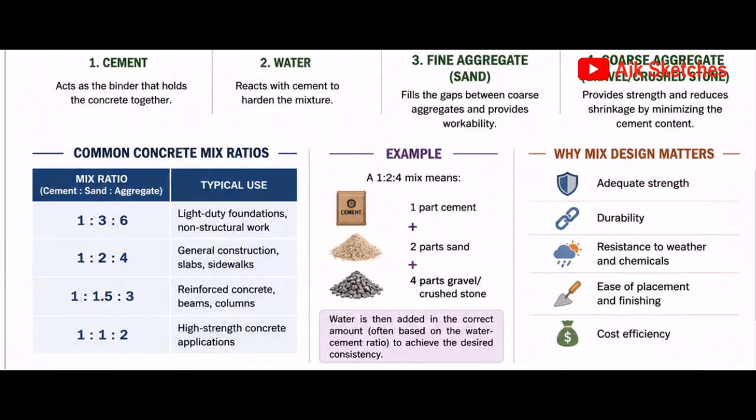Now, whenever we talk about mix ratio of a number, 1:3:6, for example, we are talking about the ratio between the cement, the sand, and the aggregate. So, three ingredients: cement is to sand is to aggregate.